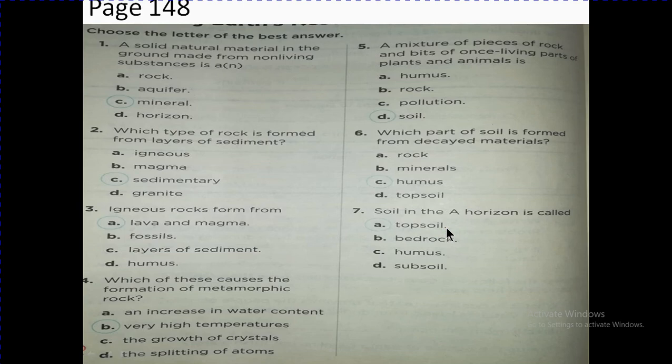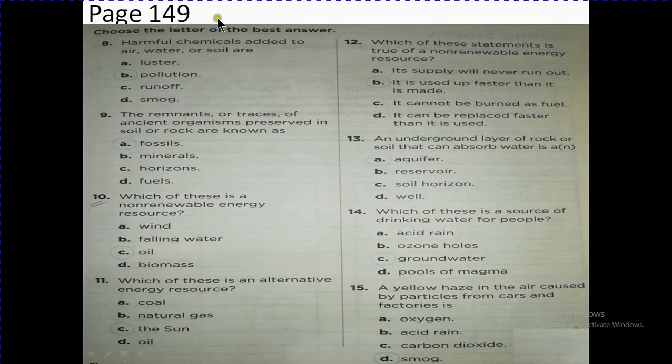Now we go to the next page, page number 149. After 148, the next page is 149. Here the best option is pollution, number B. Then A, fossils. Number 10, the correct option is C, oil. For question 11, the best option is C, the sun. Number 12 is B. Number 13, A. Number 14, C. And number 15, the last option, is D, smoke.